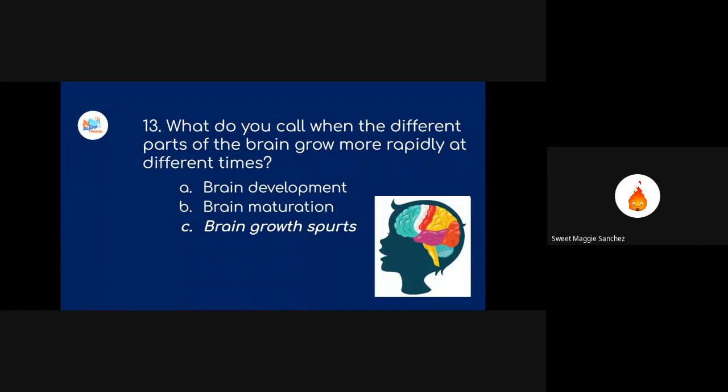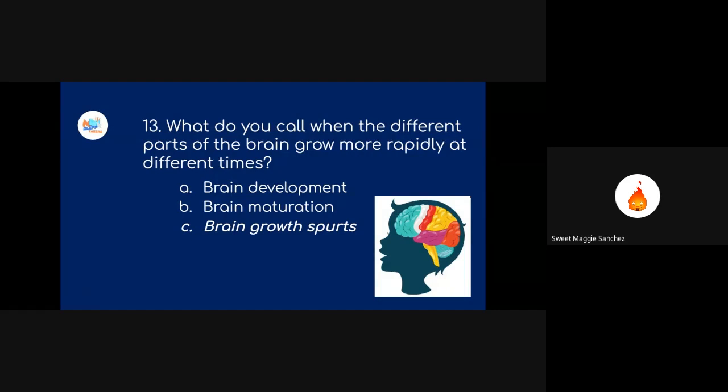Number 13. Okay. So, what do you call when the different body parts of the brain grow more rapidly at different times? So, yung correct answer nito is brain growth spurts. So, keyword nito is yung spurt kasi spurt means a sudden burst. And ito rin, as you can see on the illustration, yung different colors, yung brain growth spurts, kahit saan-saan lang yung pag-grow ng mga neurons, mga cells. So, ayun, until ma-fully develop yung brain.